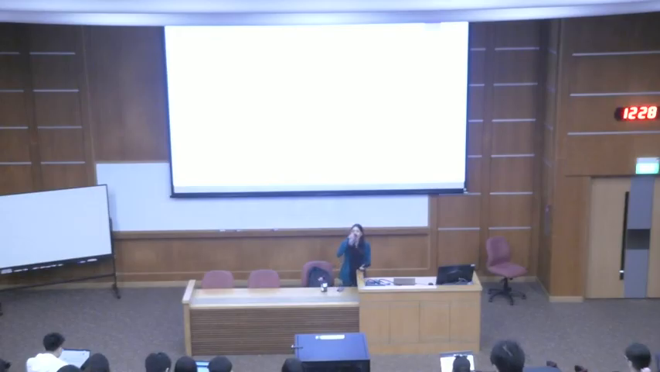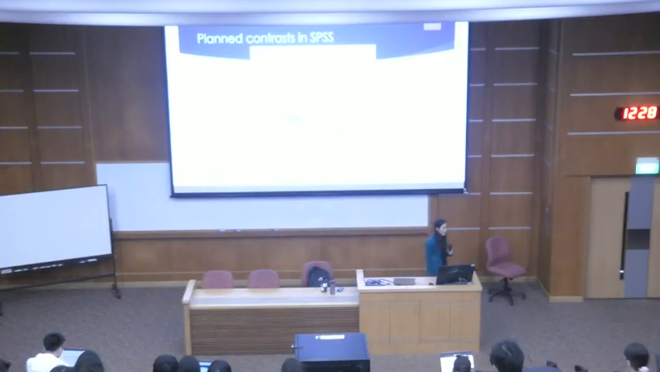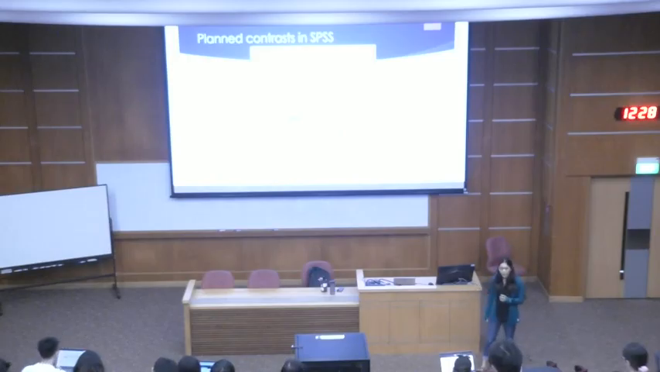Okay, so let's do this in SPSS. So we have conducted our ANOVA. We know that there's a significant F ratio. We want to see where the difference lies, which groups are different from which groups. So we have to think, again, what am I going to compare? I want to compare my 2 experimental groups versus my control group.